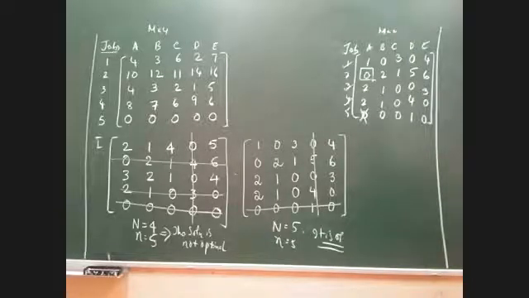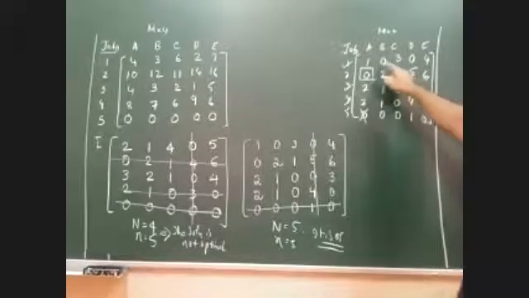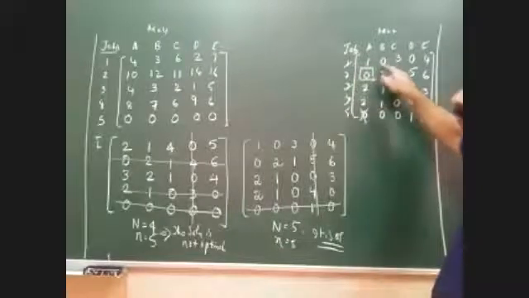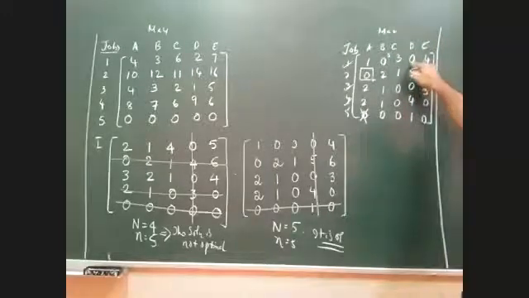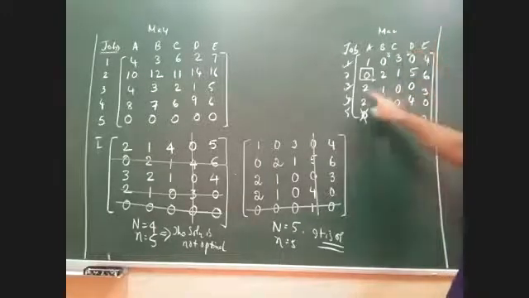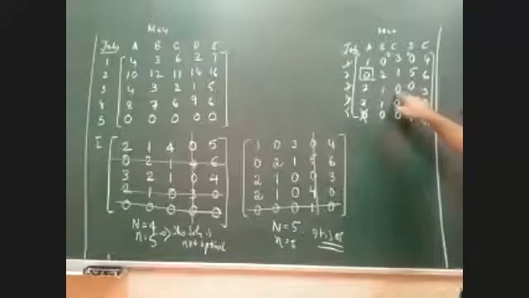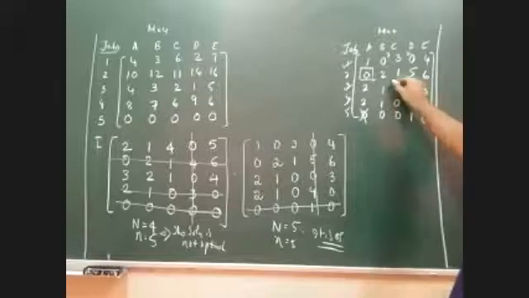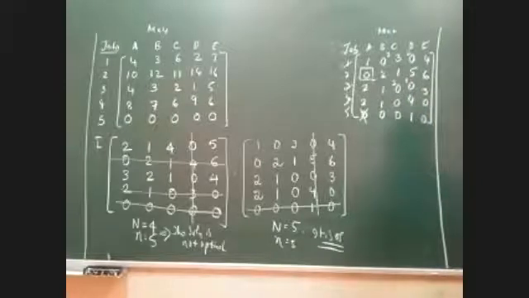Now, what are we supposed to do? We are supposed to write down the corresponding values of these zeros from the original matrix. Okay, let's start with the first row. In the first row, the corresponding value for this 0 happens to be 3. The corresponding value of this 0 happens to be 2. Now let me come back to the third row. In the third row, the corresponding value of this 0 happens to be 2, and the corresponding value of this 0 happens to be 1. Okay, now let me go on to the fourth row.